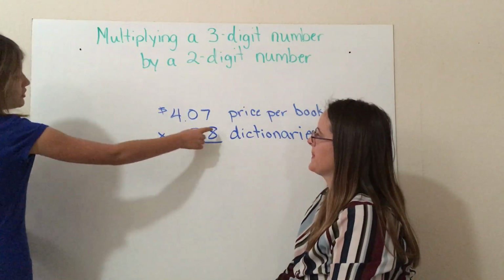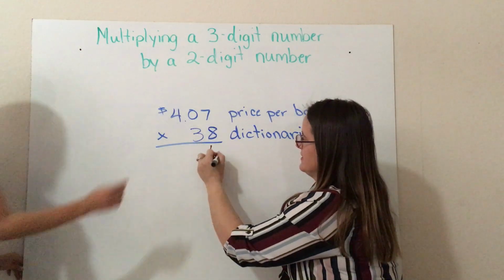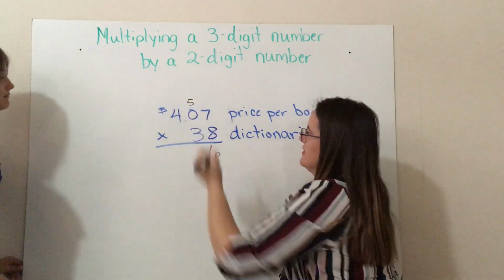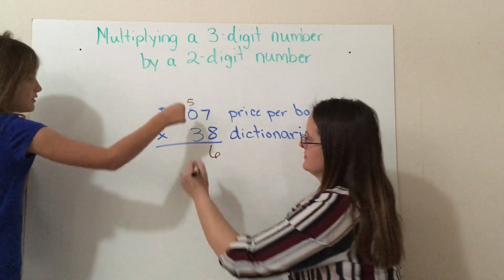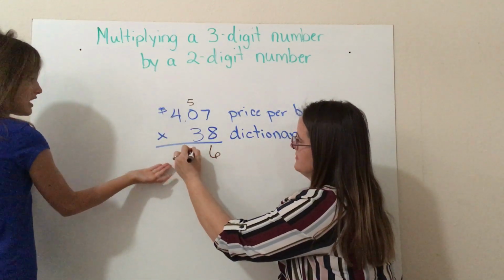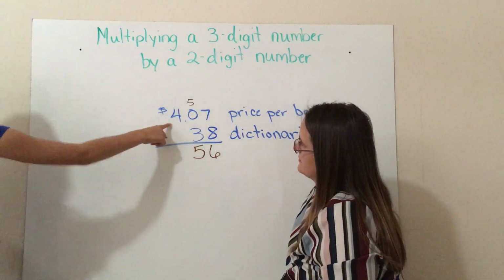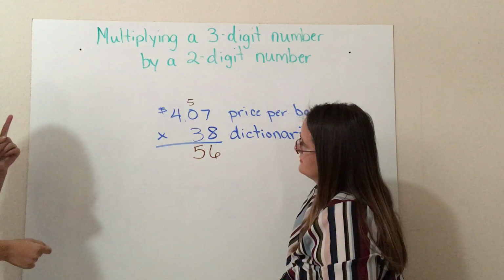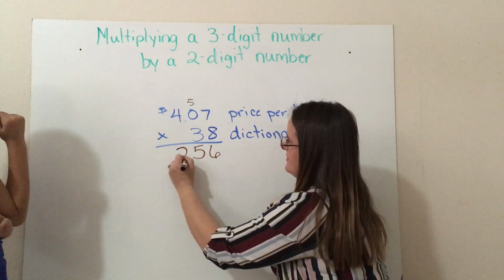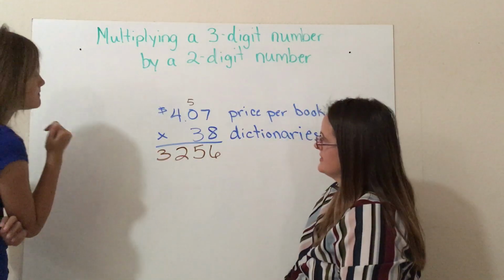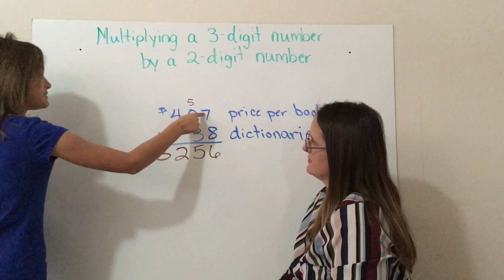So 8 times 7 is 56. We need to put our 5 up here. 8 times 0, 0, but plus 5, 5. 8 times 4 is 32. Next. Now, 3 times 7.